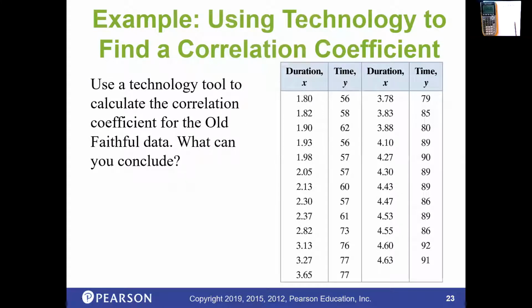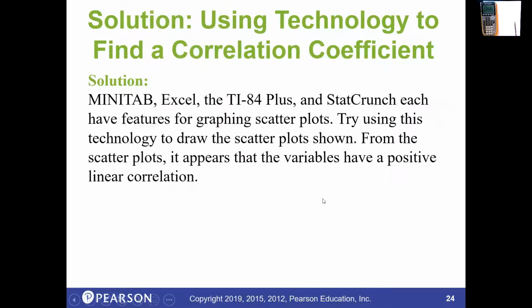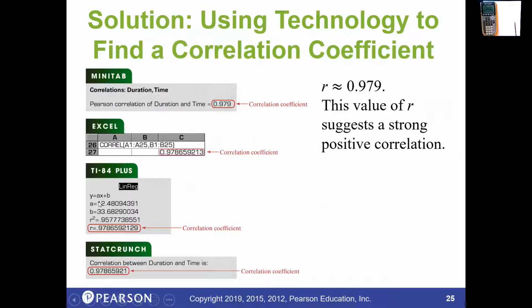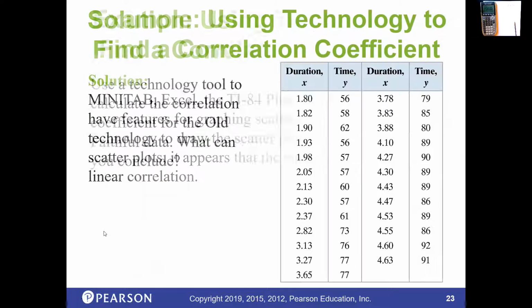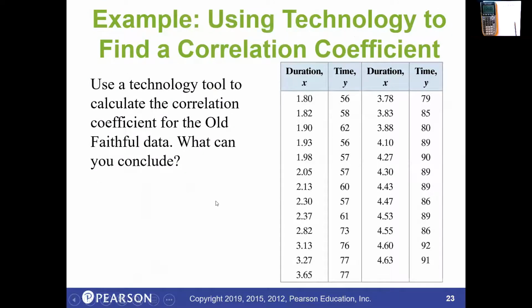We can do the same thing on this Old Faithful data. If we put it in, we get an R value of 0.978, which is very strong, which means there is definitely a relationship between this data.